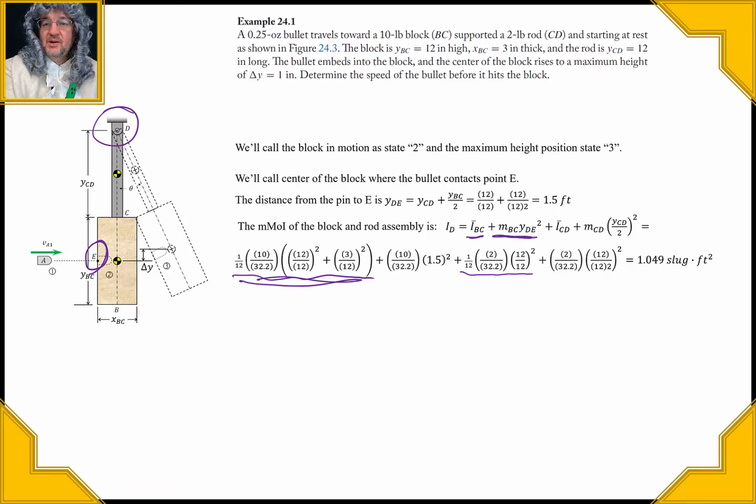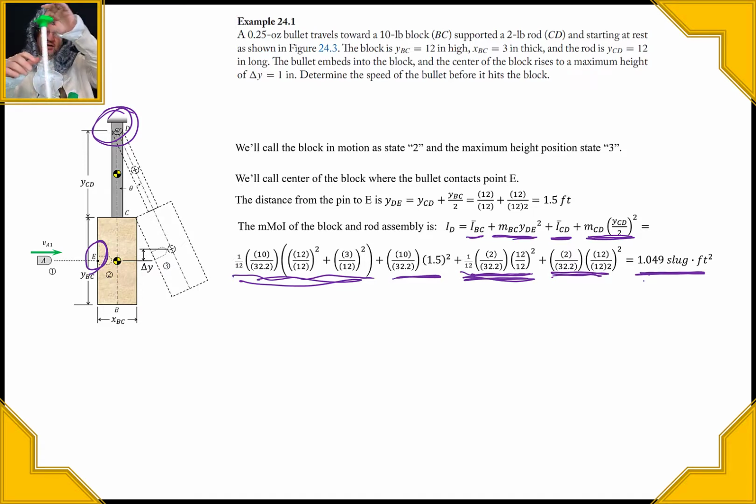And here we're using the parallel axis theorem to bring it up to point D. And then here is the rod, CD, and it's slender, so it's just 1/12 mass times the length squared. Notice that I'm dividing the pounds by 32.2 to get that into slugs, so that gets us the mass. And I'm also using the parallel axis theorem to move the rod up to point D. So here's my total mass moment of inertia of the whole thing about the pivot point for the rod.